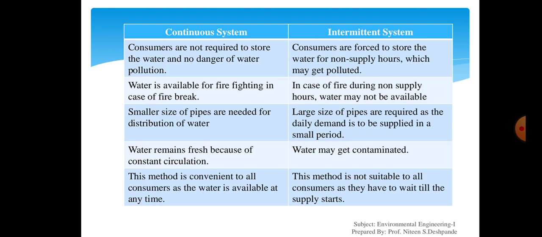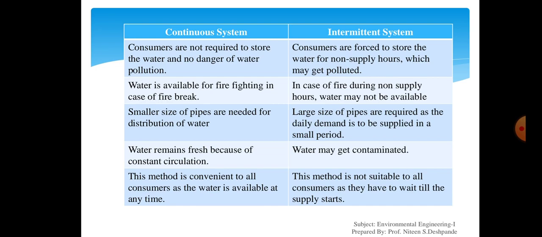In case of the continuous system, consumers are not required to store the water and there is no danger of water pollution. Okay. As there is a continuous flow of water, or the supply of water is for 24 hours, the consumer shall not need to store the water, and therefore there is no danger of water pollution. In case of the intermittent system, the consumers are forced to store the water for non-supply hours, which may get polluted if the necessary care is not taken.